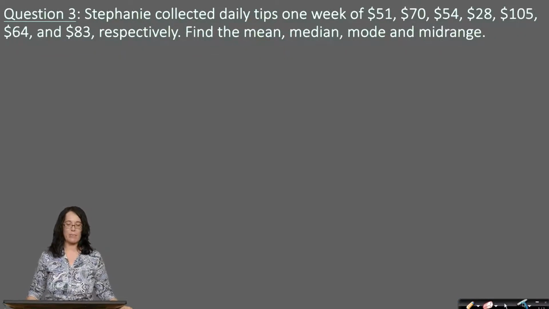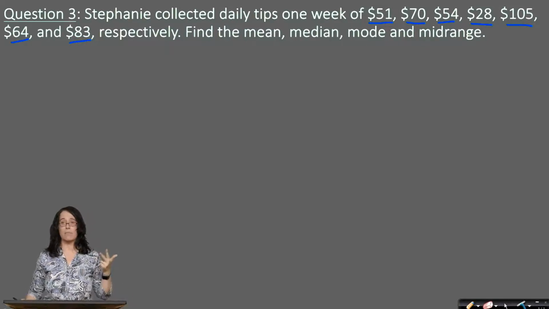This one says we have a person named Stephanie, and Stephanie has collected daily tips for 1 week of $51 on the first day, $70 on the second day, $54 on the third day, $28 on the fourth day, $105 on the fifth day, maybe that was Friday night, $64 on the next day, and then $83 on the last day. We were asked to find the mean, median, mode, and mid-range. Remember what those are called?